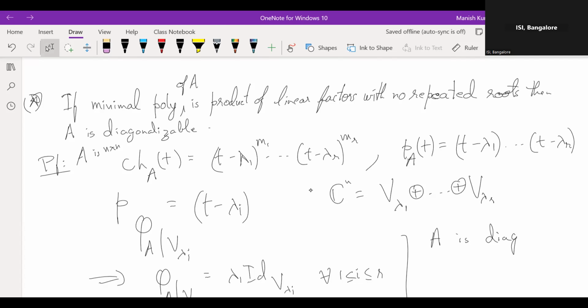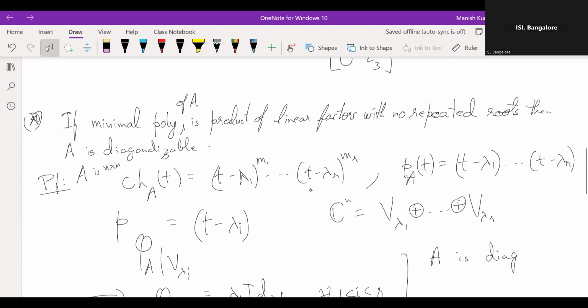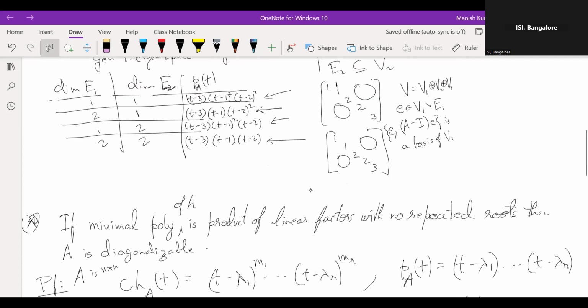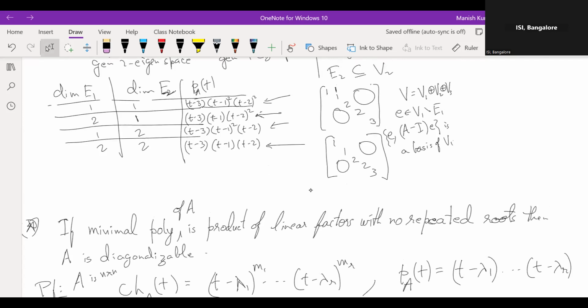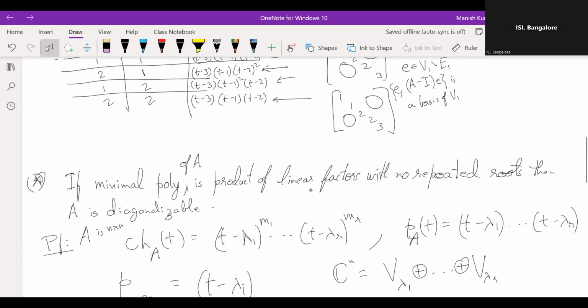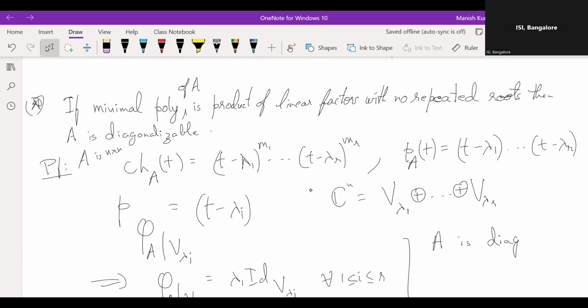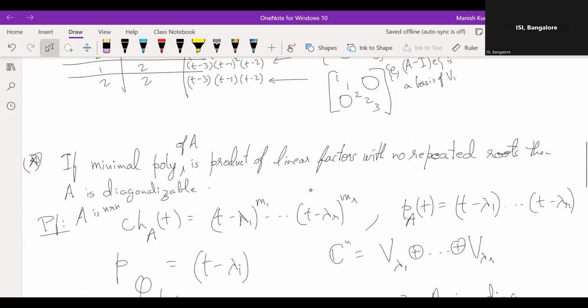As soon as the minimal polynomial has exponent more than one, it can't be diagonalizable, because it's similar to a Jordan form, and the Jordan form is not going to be diagonalizable. So this one is a characterization of diagonalizability.